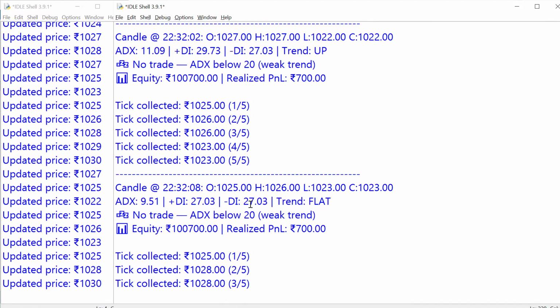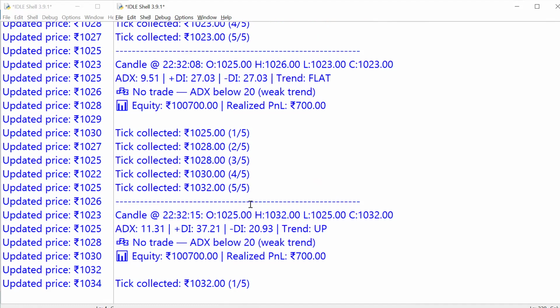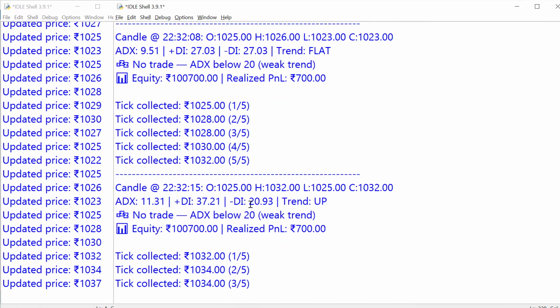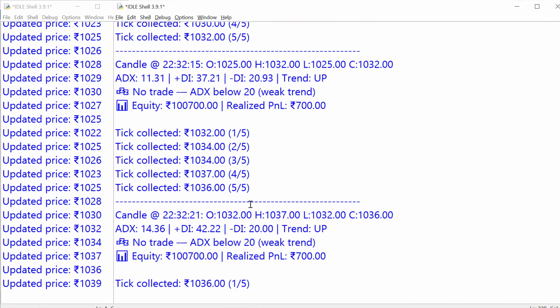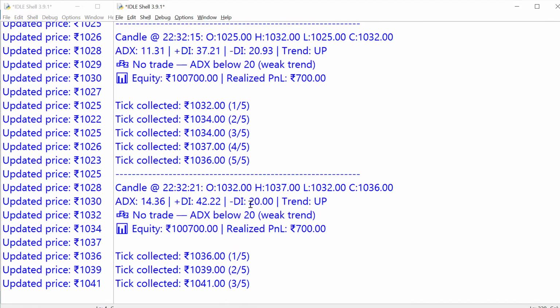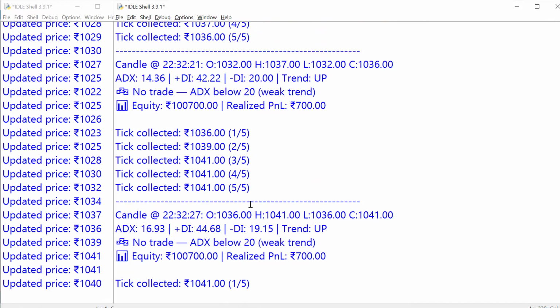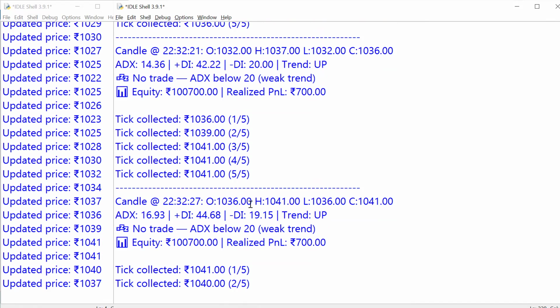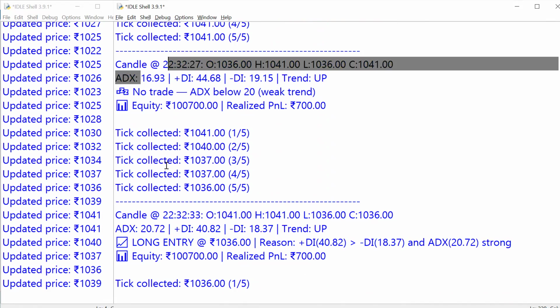Again, the ADX is very low because the price is moving very small. So that's why the ADX is small. We have the weak trend. The trend is upside, but it's a very weak trend. If the ADX comes above 20, then only it is going to trade. Otherwise, it is not going to trade at all. Again, it's showing that the ADX is 16 only, so it's not trading.